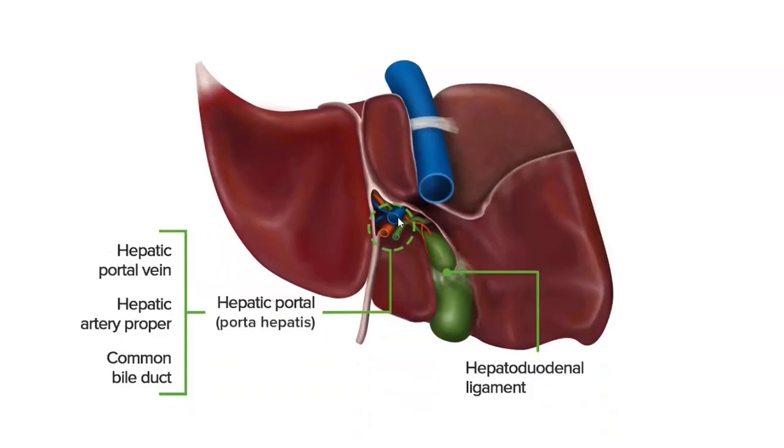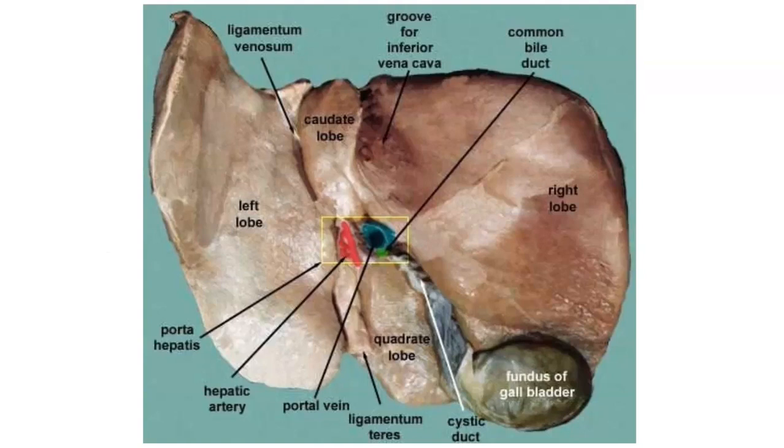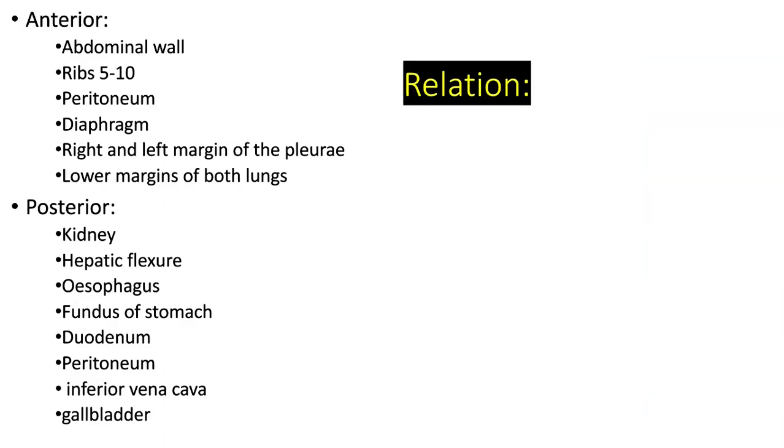So as you can see here, this is the porta hepatis. Now here you can see the groove. This is the transverse groove that divides the quadrate lobe and the caudate lobe. Here you can see the groove for the inferior vena cava and the groove for the fundus of the gallbladder, and there is another groove which inferiorly has the ligamentum teres and superiorly has the ligamentum venosum.